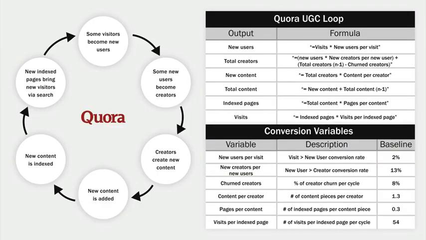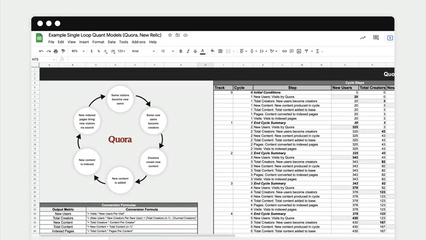We started this off by building out a qualitative loop map, identifying and defining all of the different steps, output metrics, and their conversion formulas, and then pulling out their conversion variables and identifying their baselines. We translated this loop map into a loop-specific quant model, one where we could play with all of the individual variables of our loop to see how it might affect things over time.